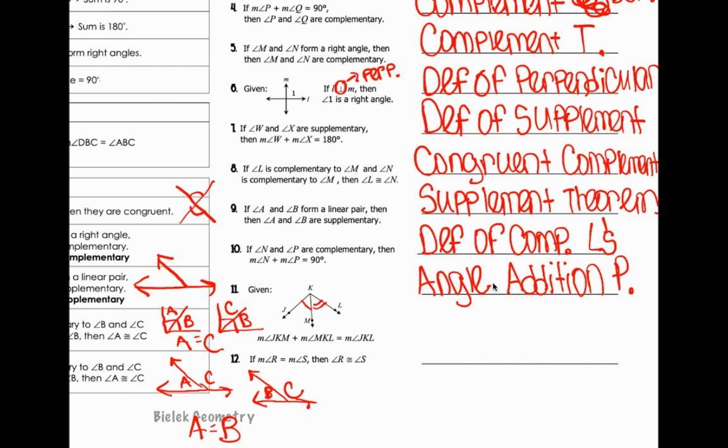Okay, if angle R equals angle S, then angle R is congruent to angle S. So that's our definition of congruence. Perfect. So that is our practice identifying the theorems.